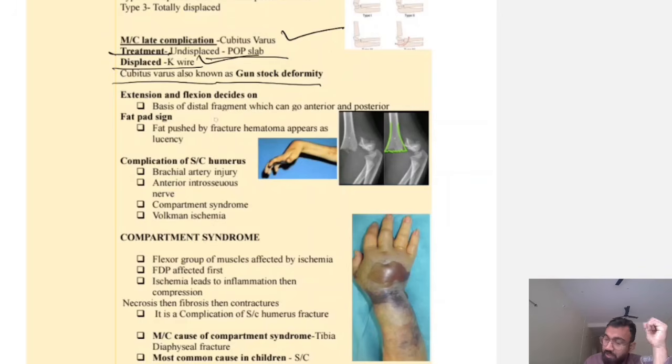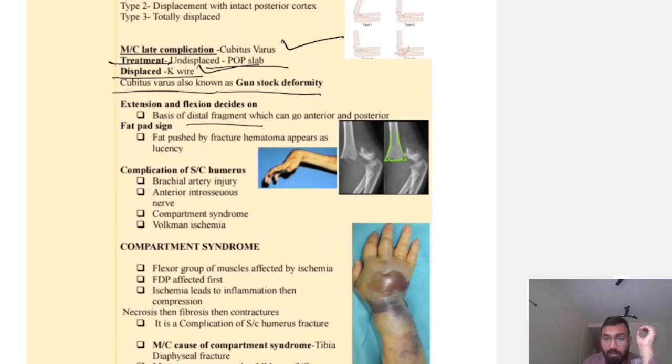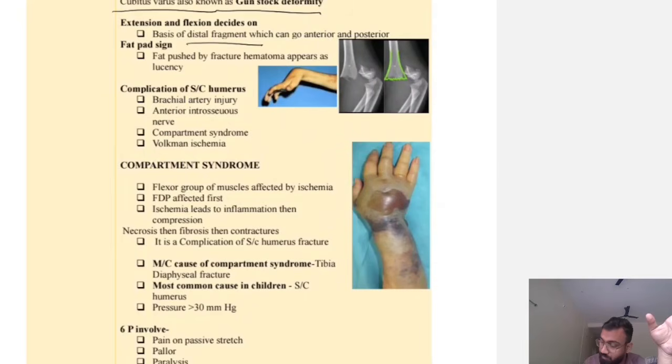Okay. Extension and flexion types depend on the distal fragment, if distal fragment is going anteriorly or posteriorly. Okay. So this is the supracondylar humerus fracture. It is very important. It can be asked in your final year of MBBS exam in orthopedics, or it is very important for NEET PG and INI-CET. Okay. Now the various complications. So I have explained you why it is brachial artery injury, why it is anterior interosseous nerve.